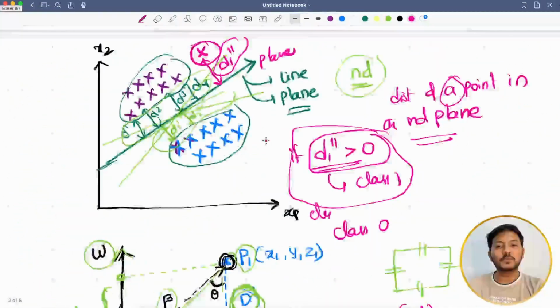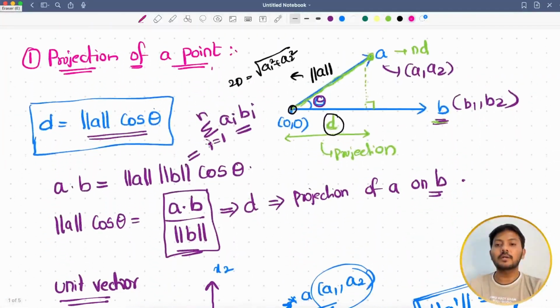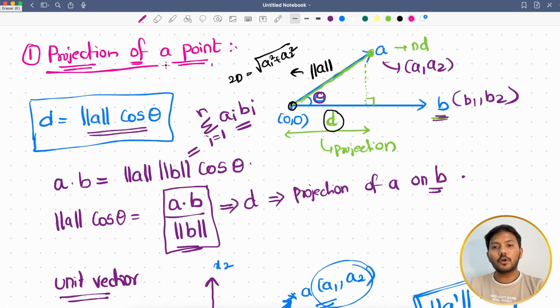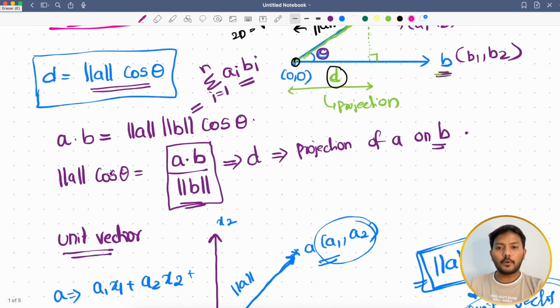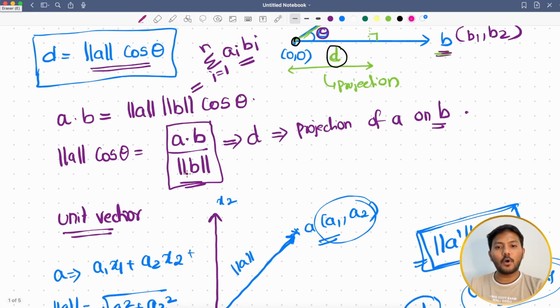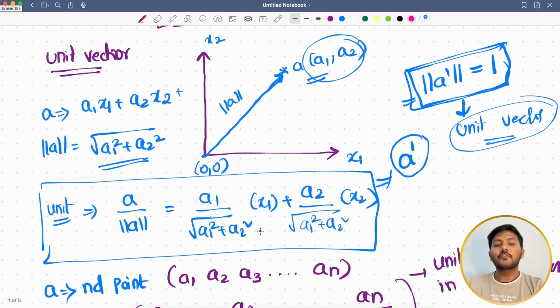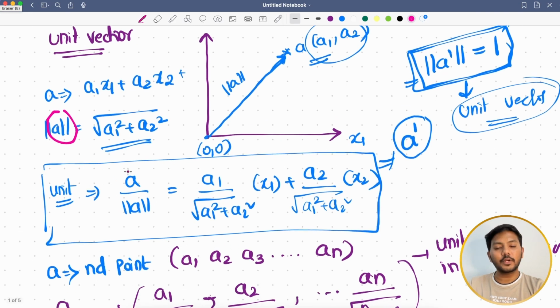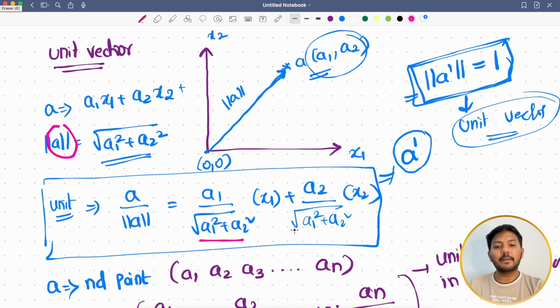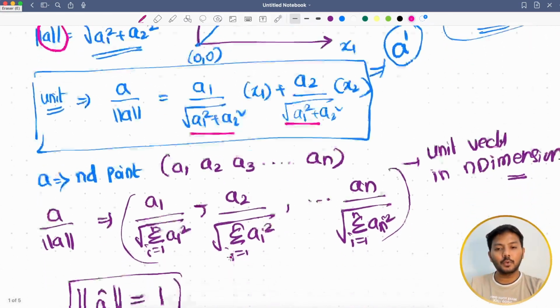So let me rephrase what we have learned so far in the series. At the start, we learned about the projection of a point. Let's say we have a point A and we have point B, and what is the projection of point A onto B? It is modulus of A cos theta. And by using the dot product, we can also say A dot B by modulus of B. And then we saw the unit vector. So what is a unit vector? We are trying to convert the vector's modulus to value 1. And how are we going to convert? We are going to divide by modulus of A. So this is called a unit vector.